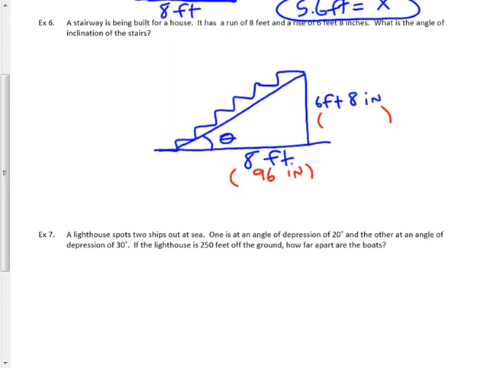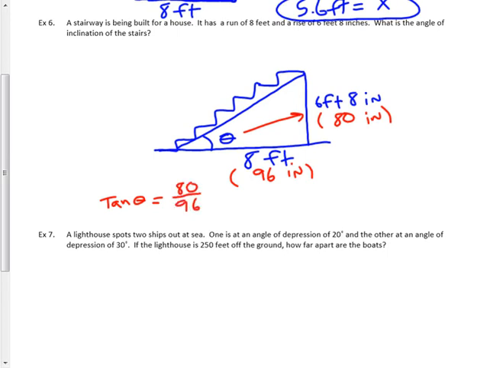On this side, I've got 8 inches in addition to my 6 feet. So I do 6 times 12, which is 72, plus my 8 inches, and this is 80 inches. So I've got 96 inches and 80 inches. We want to know the angle of inclination. So I've got an opposite side and an adjacent side. Opposite over adjacent again reminds me of tangent. So the tangent of theta is equal to the opposite, which was 80 inches, divided by the adjacent, which was 96 inches.